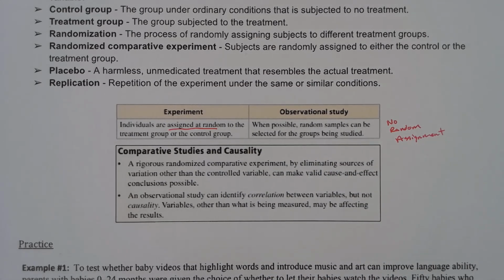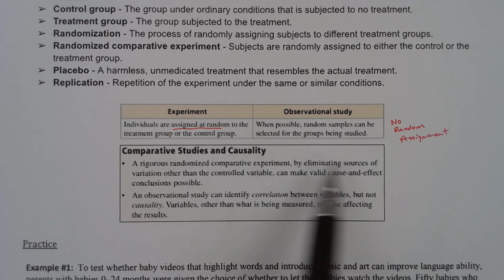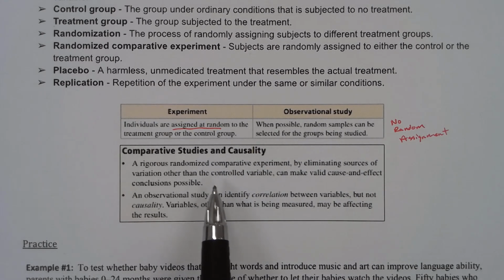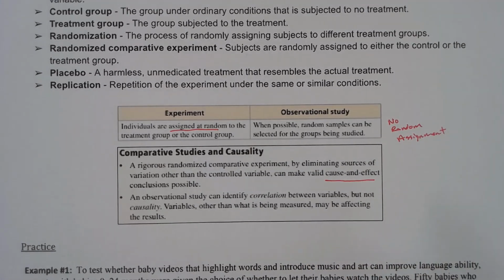To compare studies, if we have a good comparative experiment, eliminating sources of variation other than the controlled variable, we can make a cause and effect conclusion. That's why we have such rigorous studies for anything medical: if we control as many things as possible and we keep only the placebo and the drug different, then we can draw cause and effect and say people got healthier because of this medication, or they didn't.